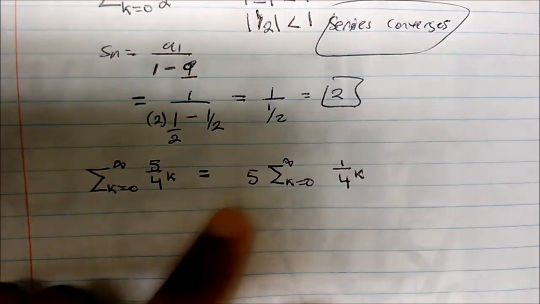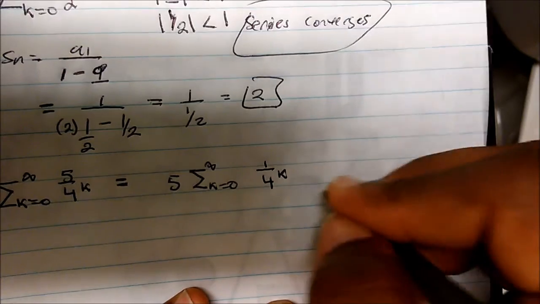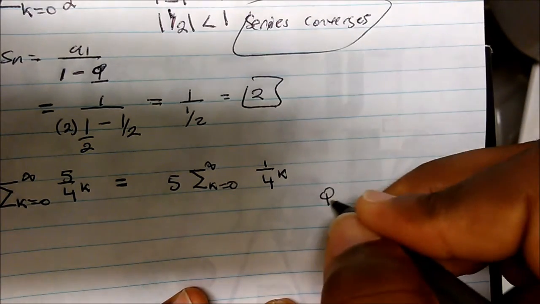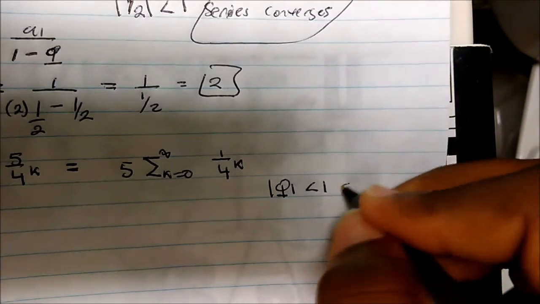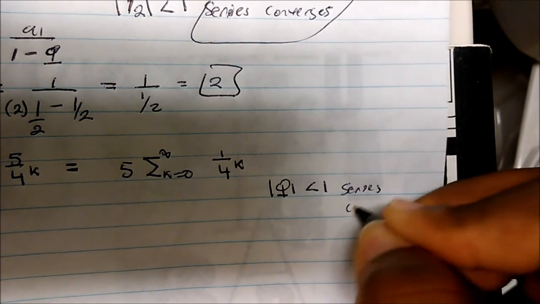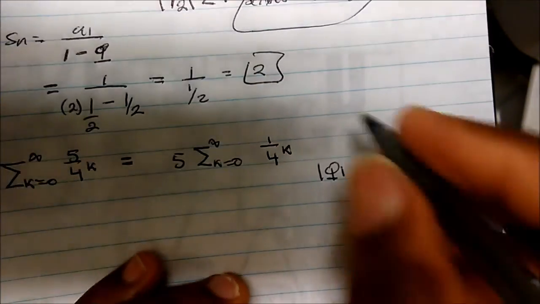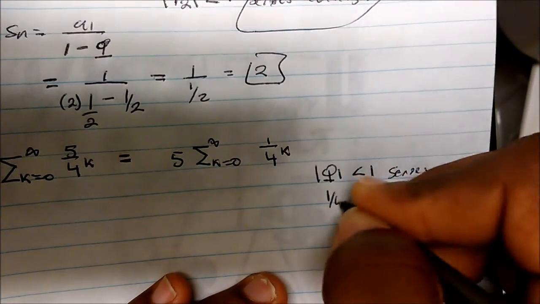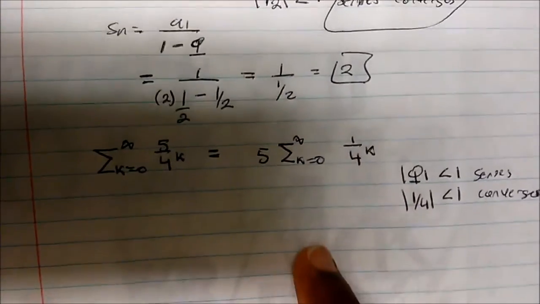Looking at it this way, I know my q is 1/4. The absolute value of q is less than 1, so our series converges.